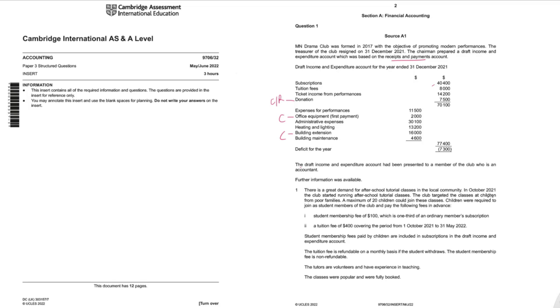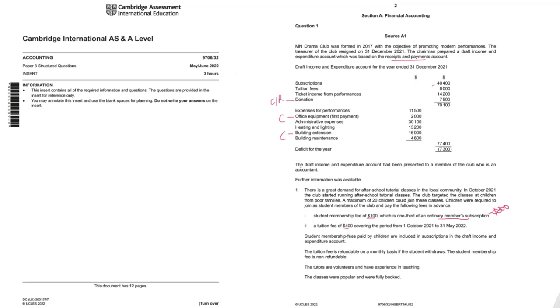The club targeted the classes at children from poor families. A maximum of 20 children could join these classes. The children were required to join as student members of the club and pay the following in advance. A student membership fee of $100, which is 1/3 of the ordinary membership subscription. So the ordinary membership subscription becomes $300 per member, while the student membership is $100 per member.